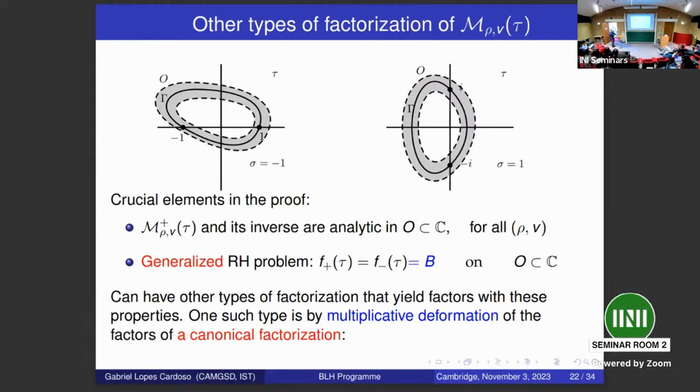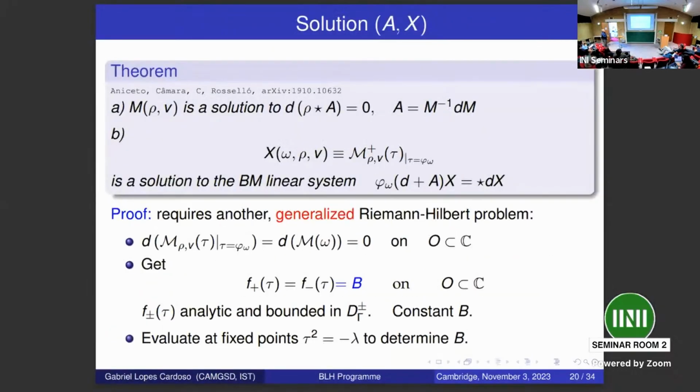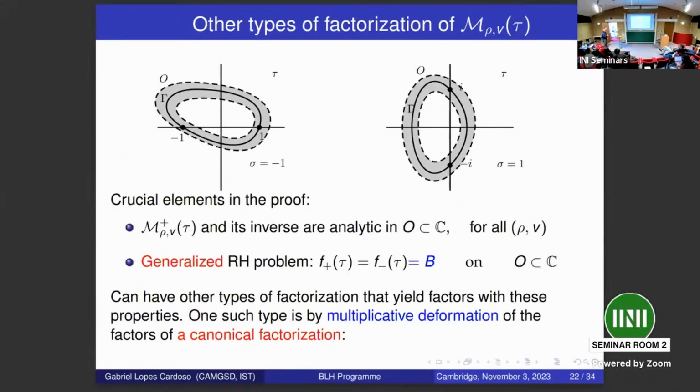And a systematic way for going away from a canonical factorization, while still ensuring that the factors you get will give rise to a solution to the equation of motion, came out of this proof, which told you that a canonical factorization gives rise to a solution to the equation of motion. And this came out as follows.